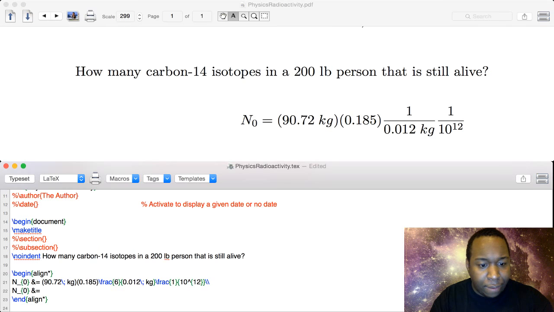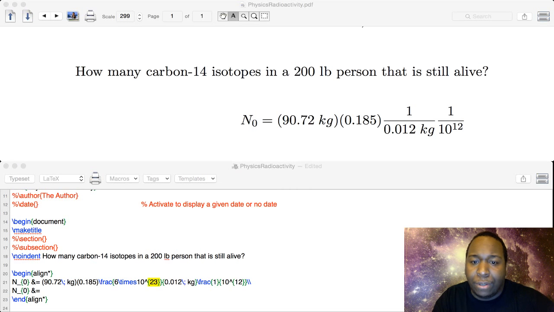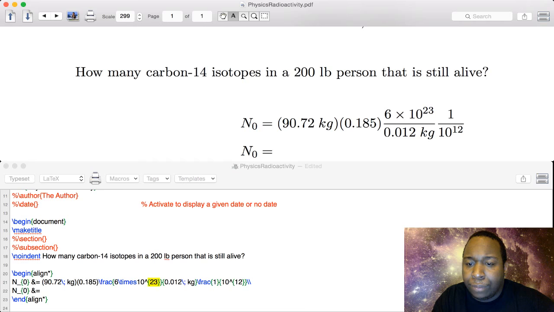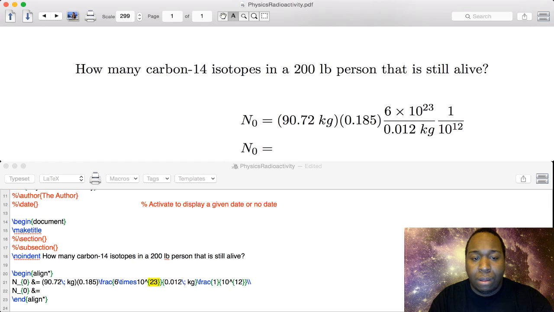So let's go to tech. 6 times 10 to the 23rd power. And this should correct the calculation. And that's the number of atoms that we get for every 12 grams of carbon. All right, so this should come out right. So I need to add a factor of 6e23.